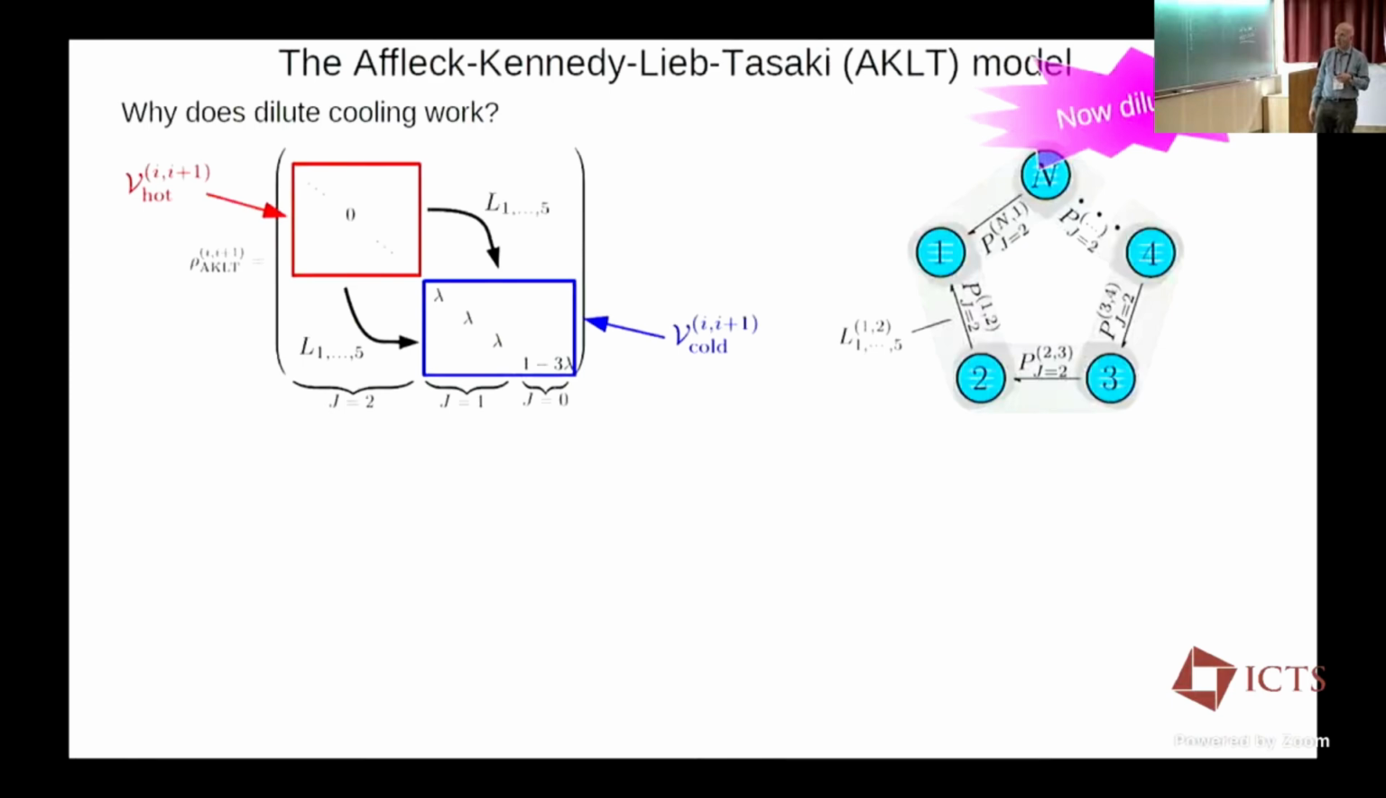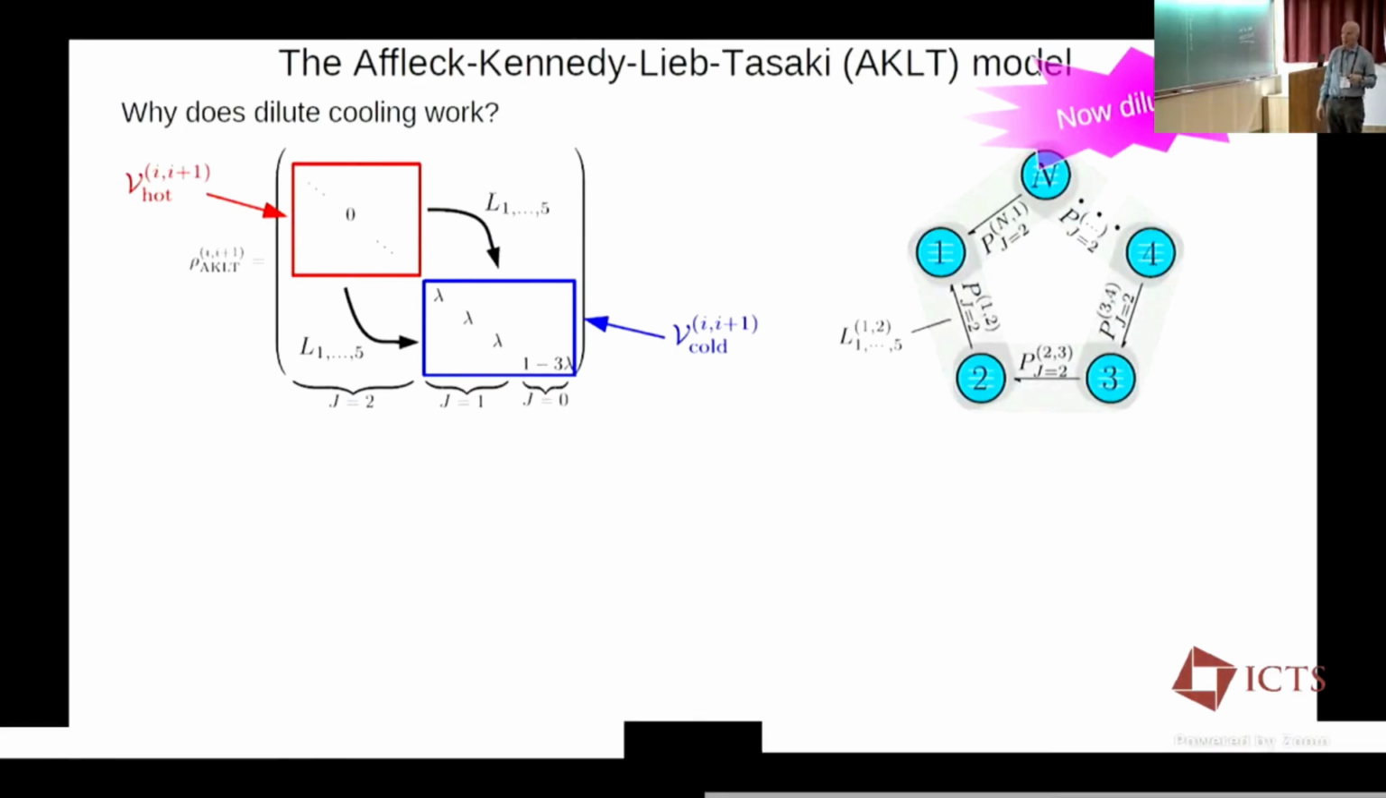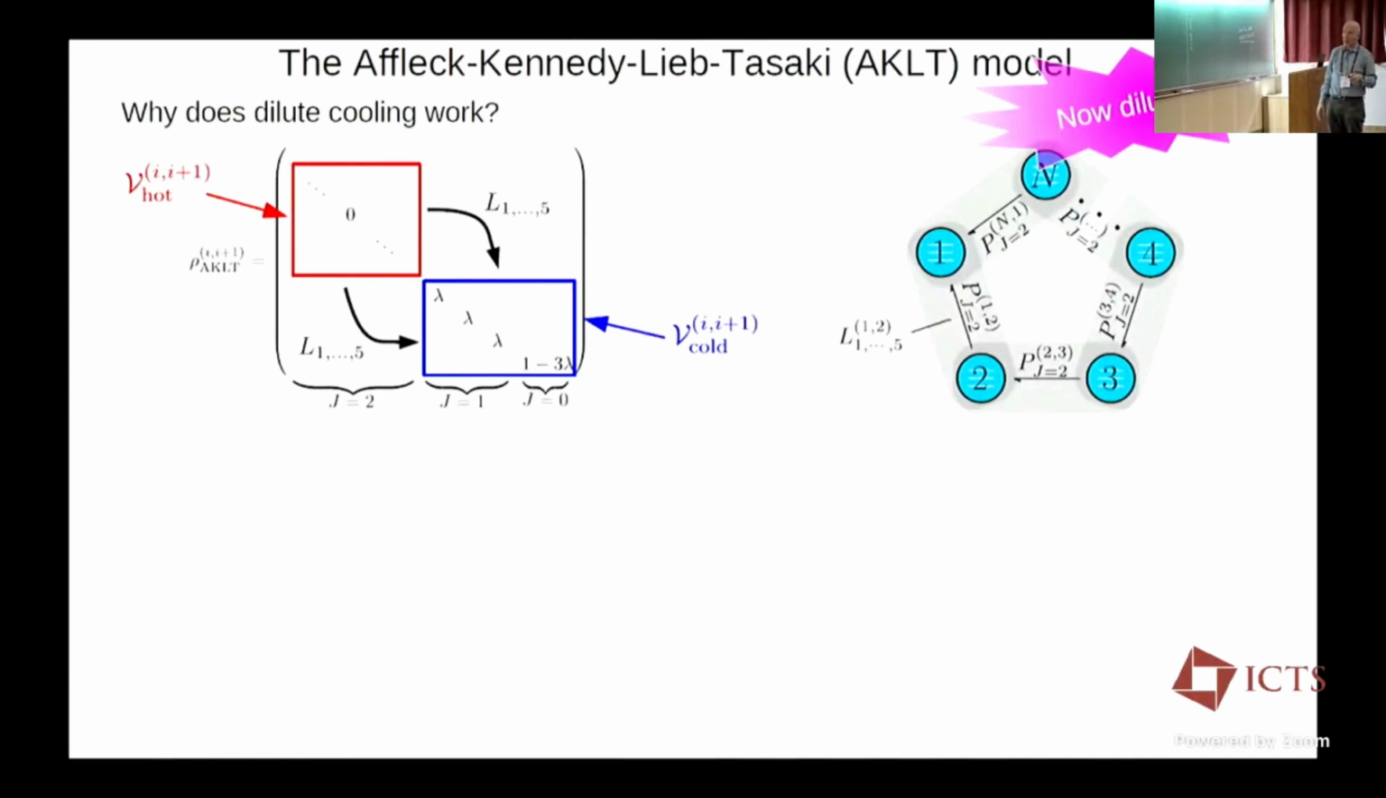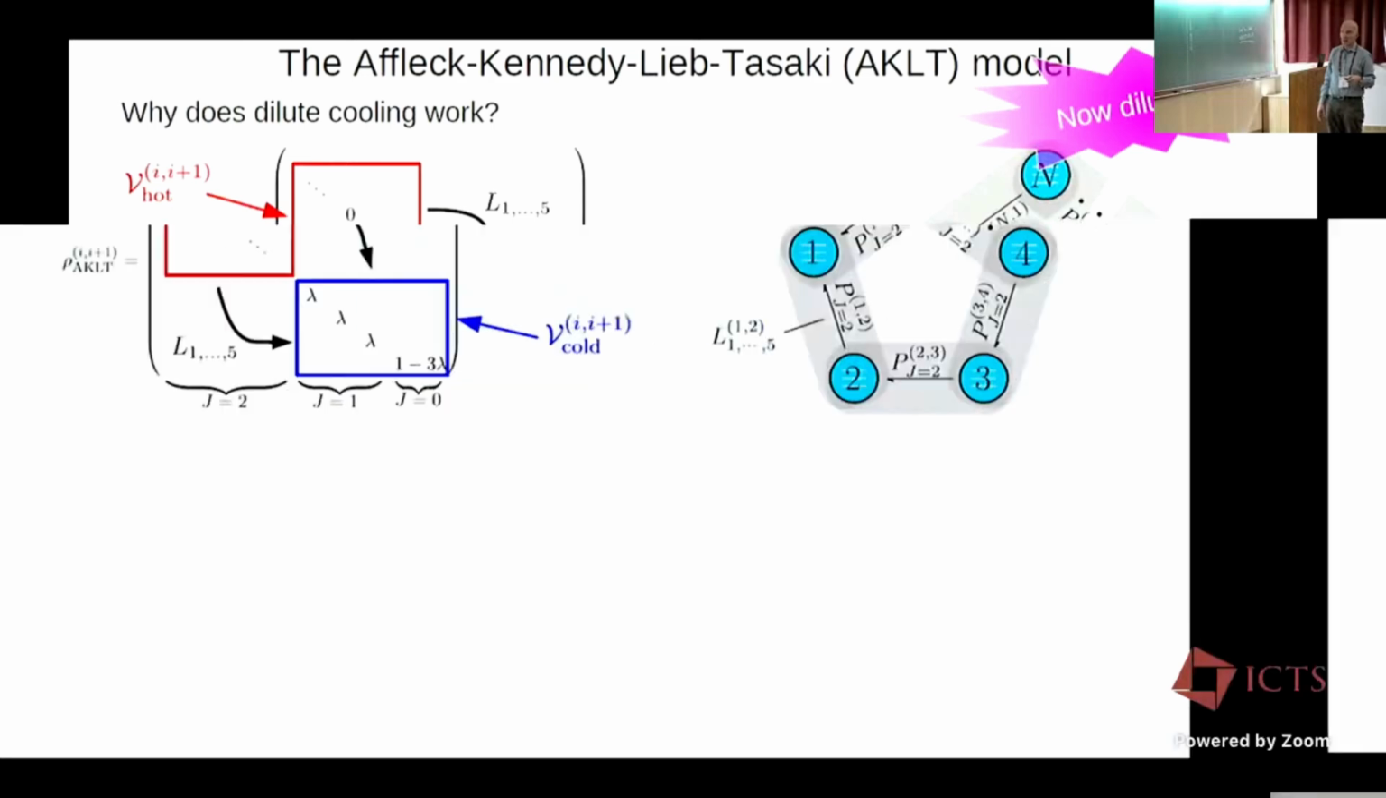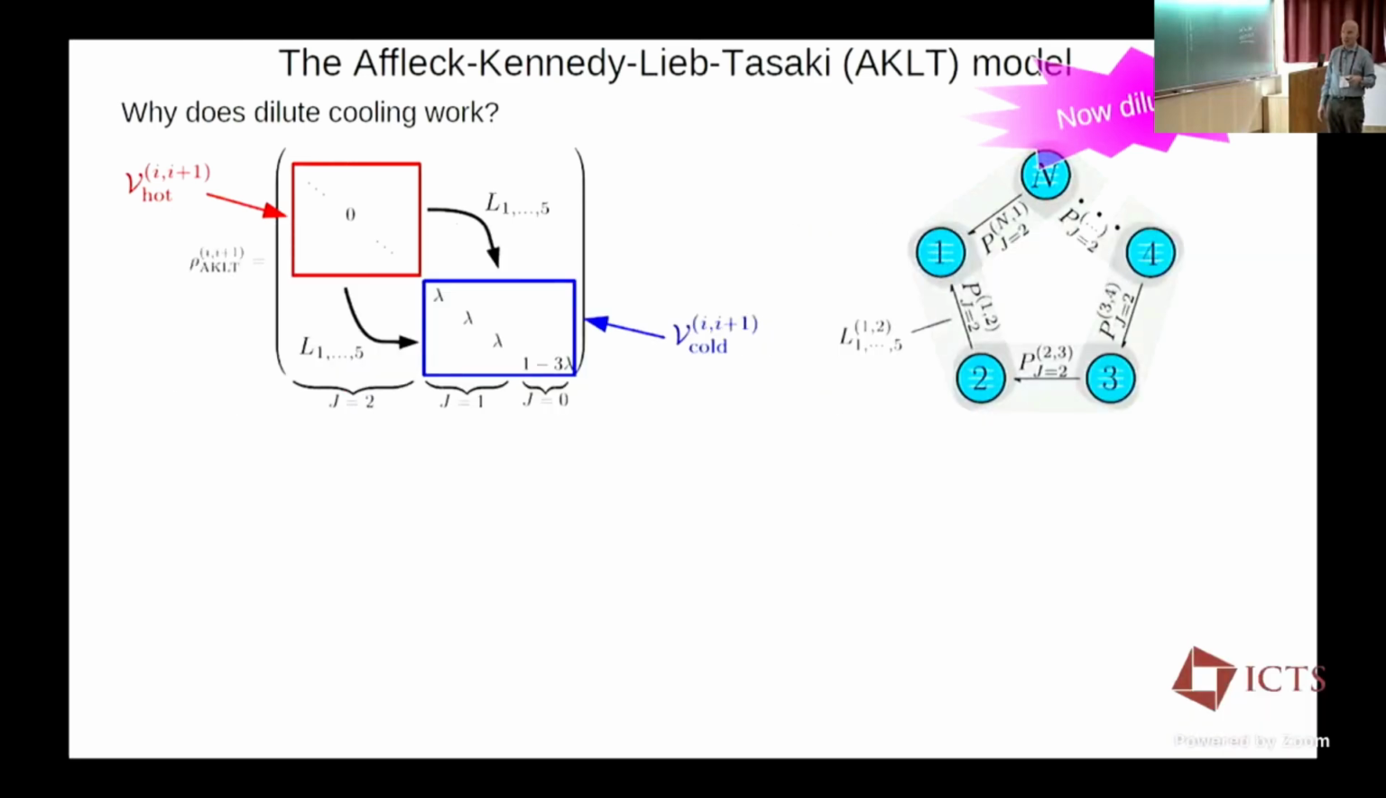So in the case of the AKLT chain, I perform the cooling only on this link, and on this link, I would like to take the hot subspace, which is the sector 2, and move all components to the cold sector, which is the sector 1 and the sector 0.